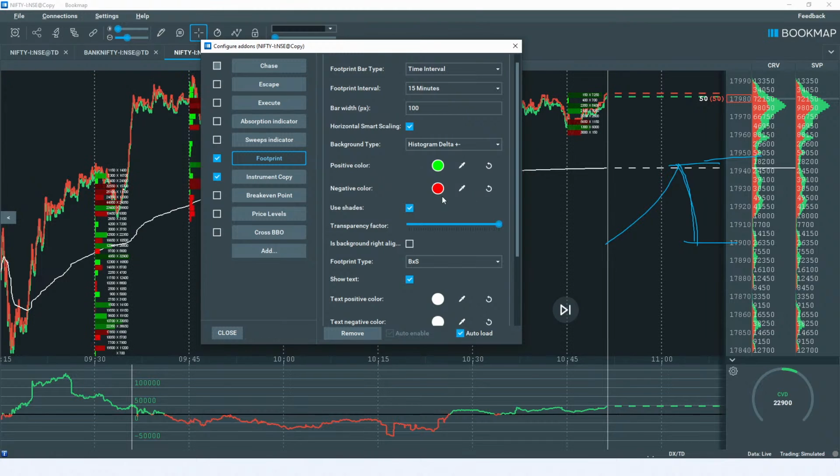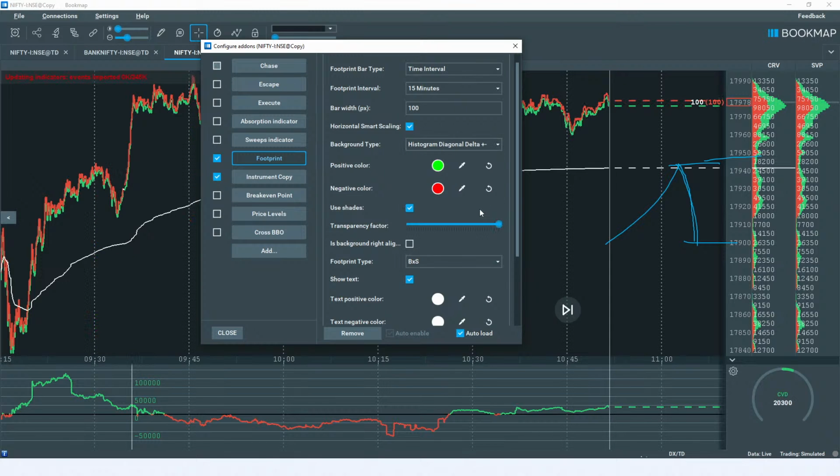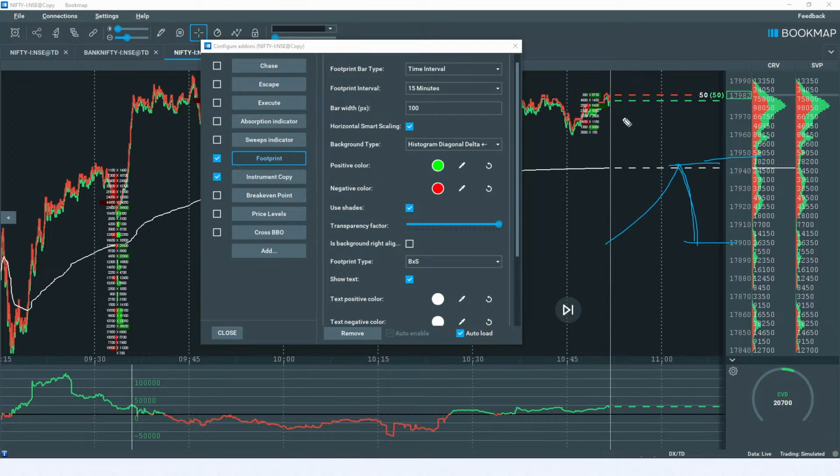Histogram delta plus and minus will differentiate. This is where it considers the delta and differentiates it. Positive color means presence of aggressive buyers, negative color means presence of aggressive sellers. Similarly, the diagonal delta is nothing but the delta information only, but it shows the diagonal information. Earlier we were only seeing the histogram, but now even though it is a histogram, it is showing the diagonal information. So sell is indicated separately, buy is indicated separately. Earlier it was not the case. It was indicating in one particular bar.